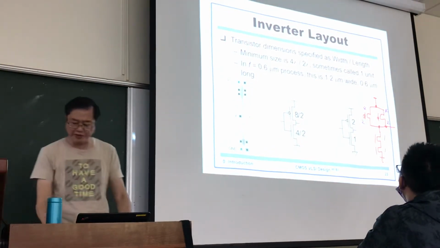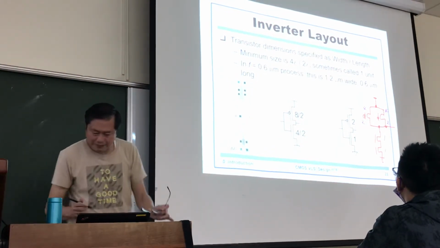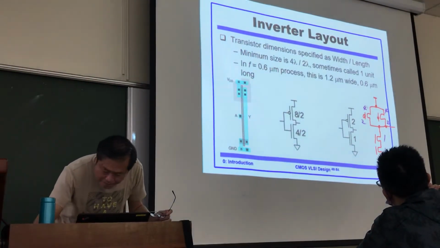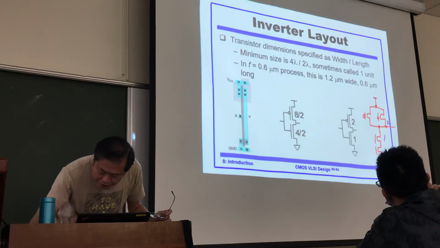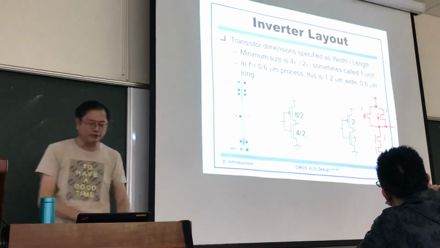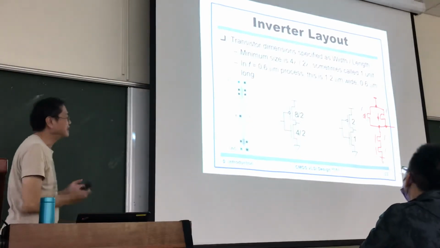Okay, I'm going to give you the answer. Actually, no, not 4, not 2. They are all 1. They are all minimum size transistors. Why is that?